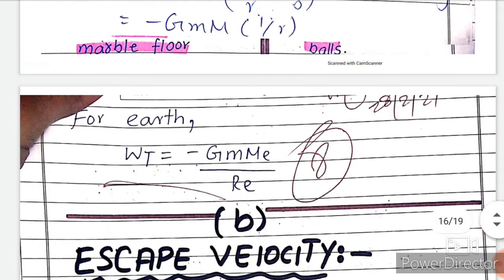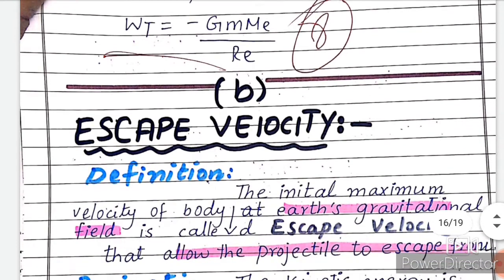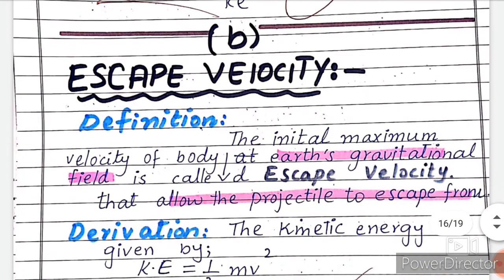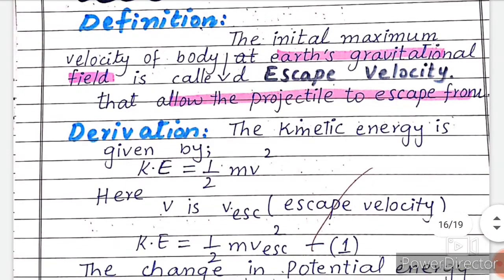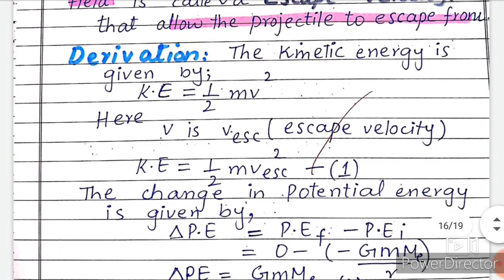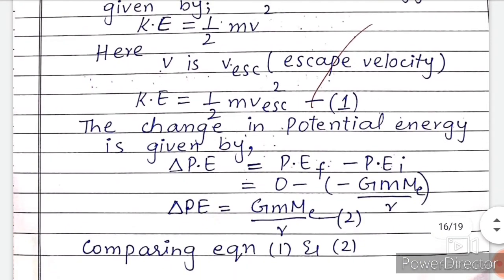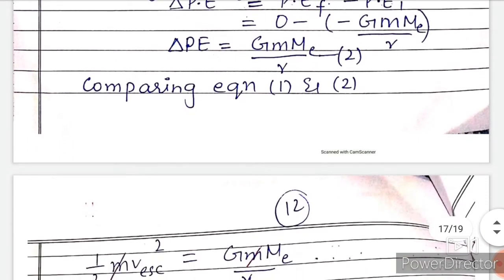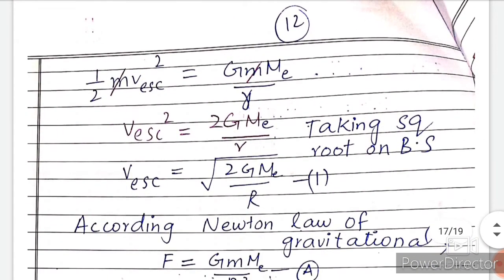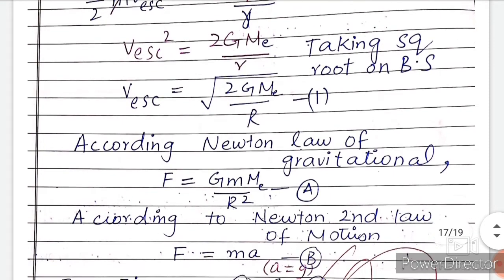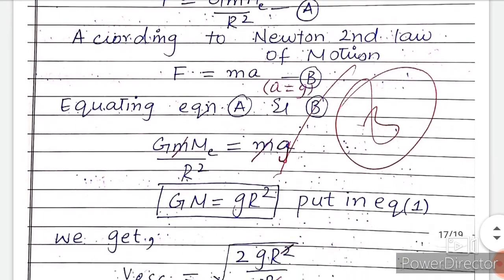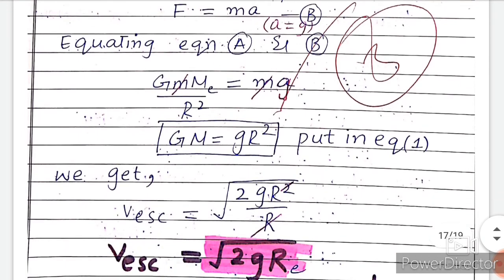Then part B is escape velocity derivation. First you have to write the definition of escape velocity. Then the derivation of escape velocity like this. This is also a very important topic. Like this you are doing the derivation and highlight the 3 values of escape velocity.